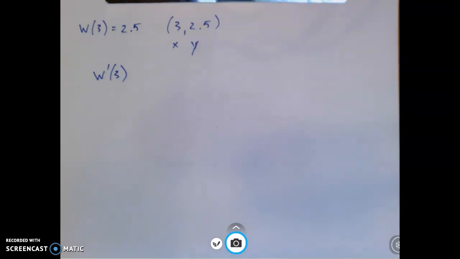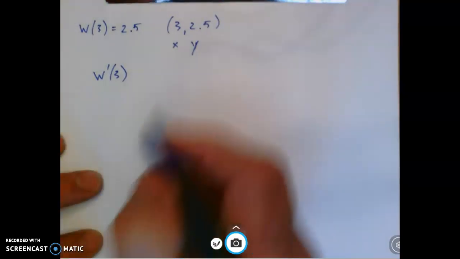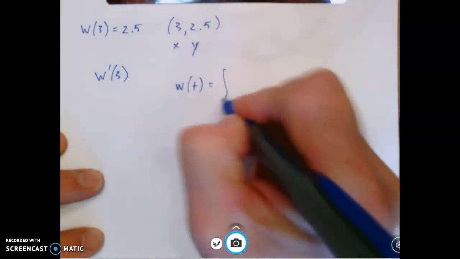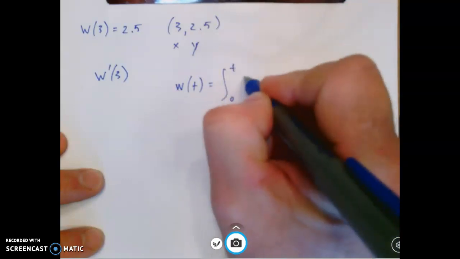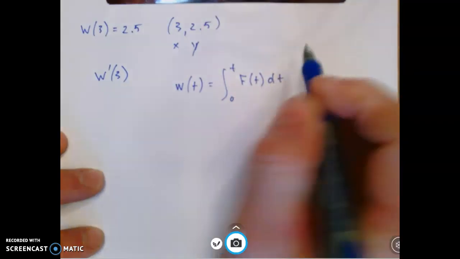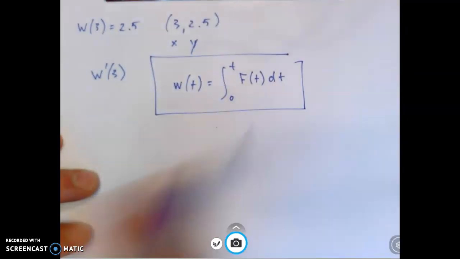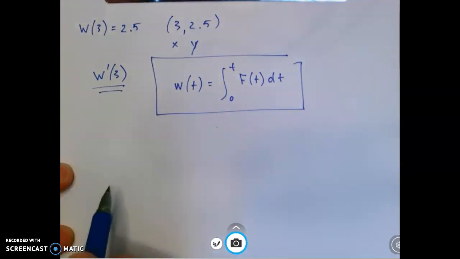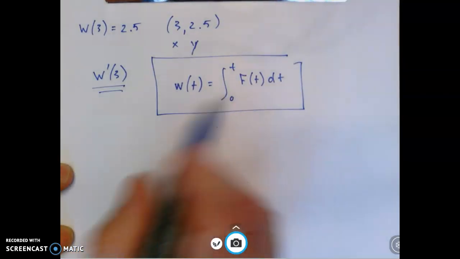Going back to what we talked about originally, if we're talking about the flow of water into a tub, then we're talking about accumulation being the volume. So W of t is equal to the integral from 0 to t of f of t dt. So this accumulation, right? So that's from 0 to 5, but for our purposes right now, that's all we need. So looking back to the fundamental theorem, W prime of 3 means f of 3.